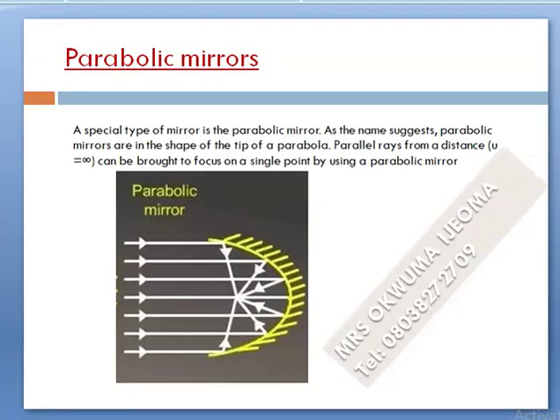Now we quickly look at parabolic mirrors, which are a special type of curved mirror. As the name suggests, parabolic mirrors are in the shape of a parabola. Now, what happens here is that parallel rays from a distance, very far away, at infinity, can be brought to focus on a single point by using your parabolic mirror.